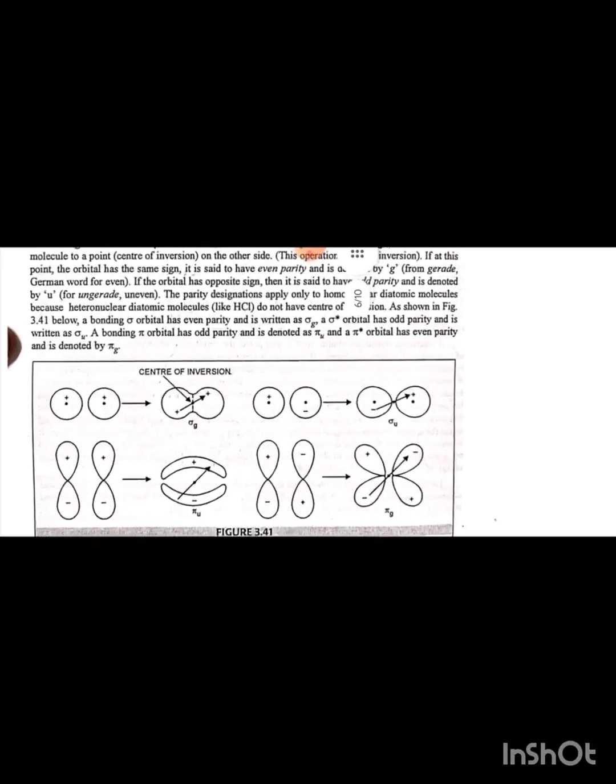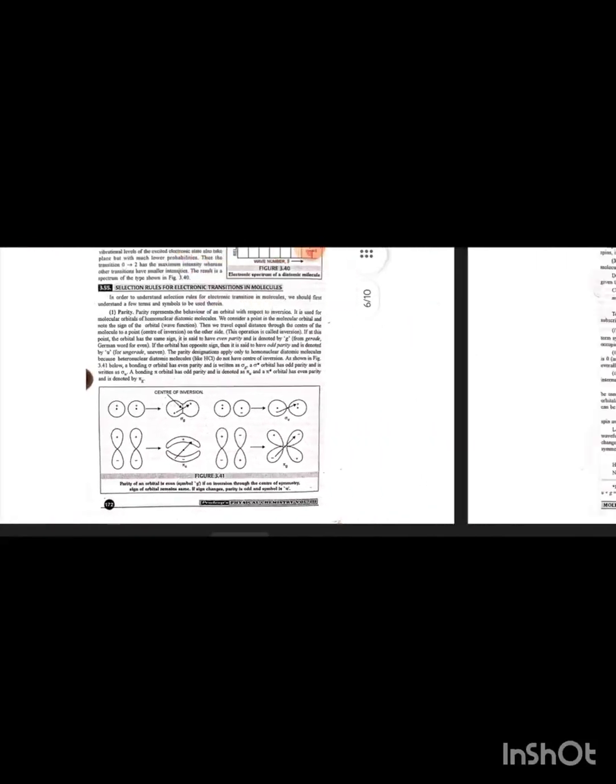Then we travel an equal distance through the center of the molecule to a point on the other side. If at this point the orbital has the same sign, it is said to have even parity and is denoted by g. If the orbital has opposite sign, then it is said to have odd parity and is denoted by u. The parity designations apply only to homonuclear diatomic molecules because heteronuclear diatomic molecules do not have a center of inversion. And there is a diagram of parity of an orbital.